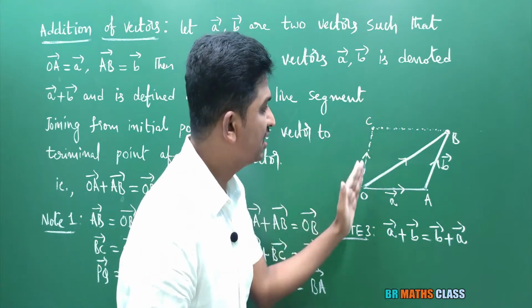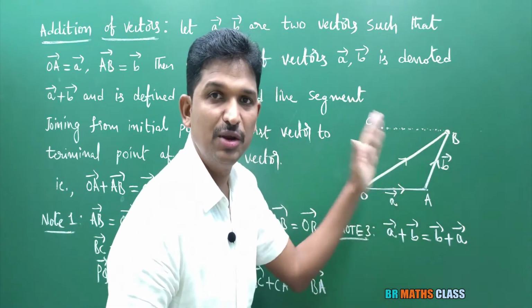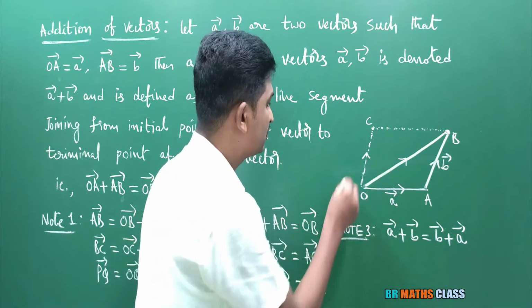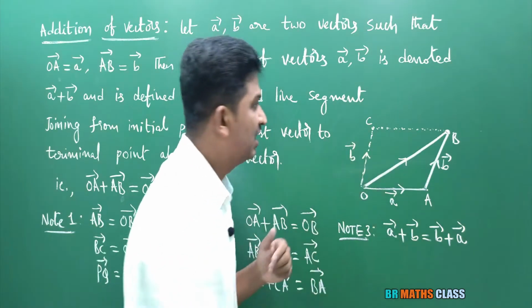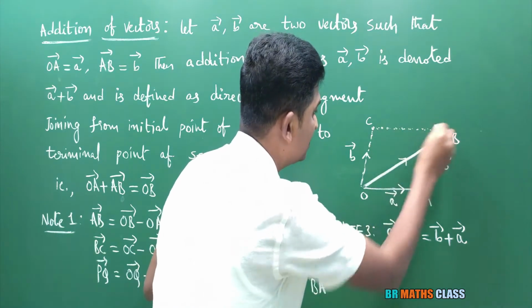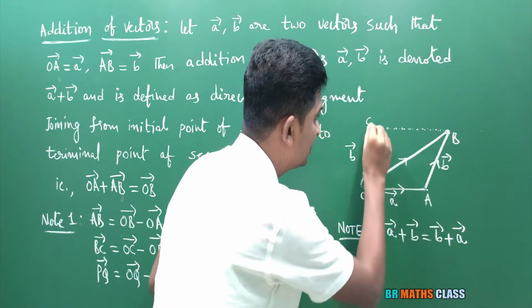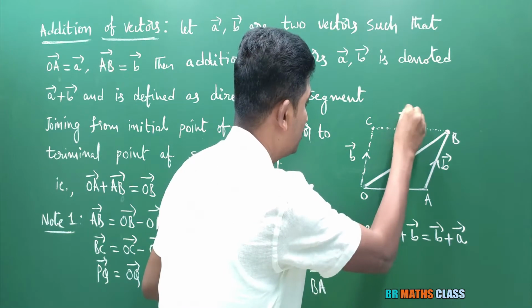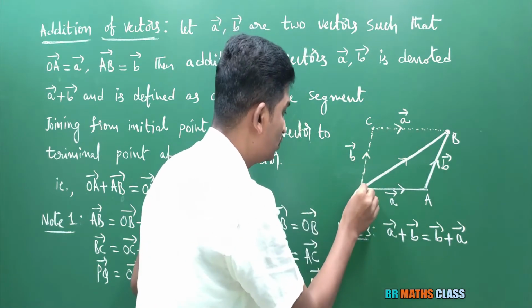What is OC bar? OC bar and AB bar will be of the same magnitude and the same direction. So this is the vector B bar. And what about this CB bar? CB bar is the same as A bar. If this is A bar, this is also A bar, because these are equal vectors.